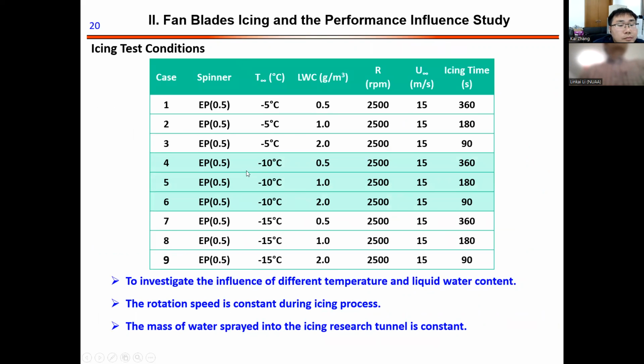And in order to investigate how the ice affects the fan blade and the aero-engine fan performance, the temperature is changed from -5 Celsius degrees to -15 Celsius degrees, and the liquid water content also varies from 0.5 to 2. And these matrices will cover the rime ice condition to the glaze ice condition. Also, the rotation speed is constant during the icing process, and the mass of water sprayed into the icing research tunnel is constant. So that's why the icing time is different for different liquid water content, in order to compare the influence of the icing conditions.